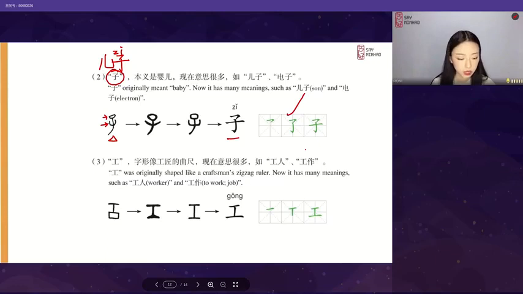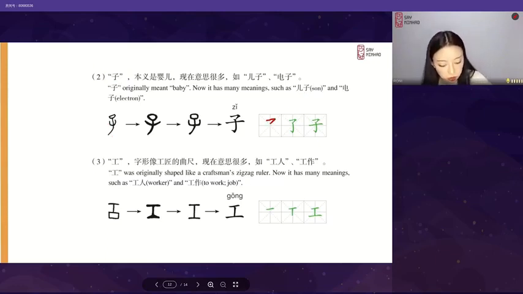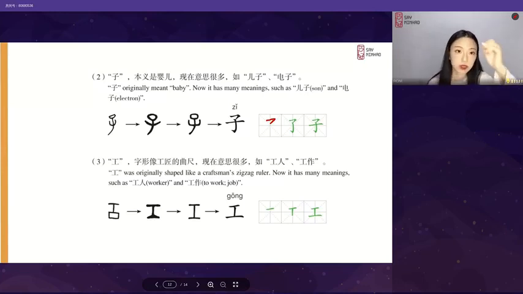This one is really easy to write. Okay, try to write it with me. First, a horizontal like this. Looks like a hook. And then a vertical hook. And then a long horizontal. Okay, try to write it with me. Okay, try again.